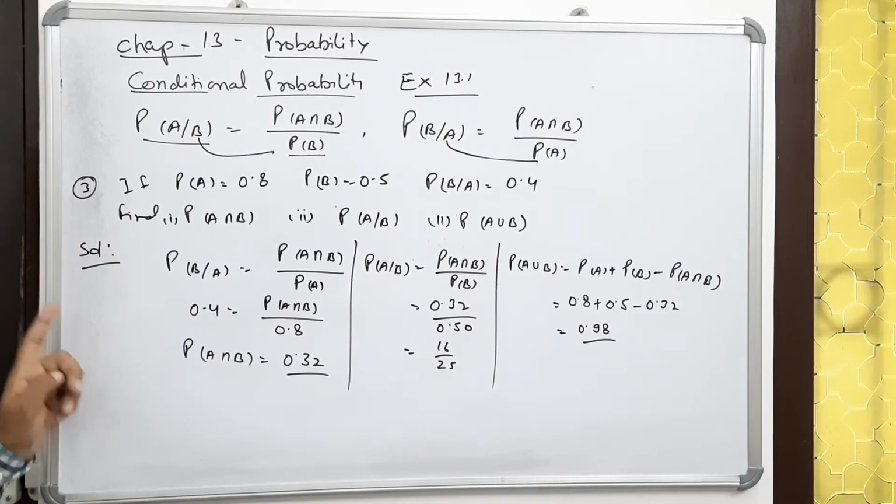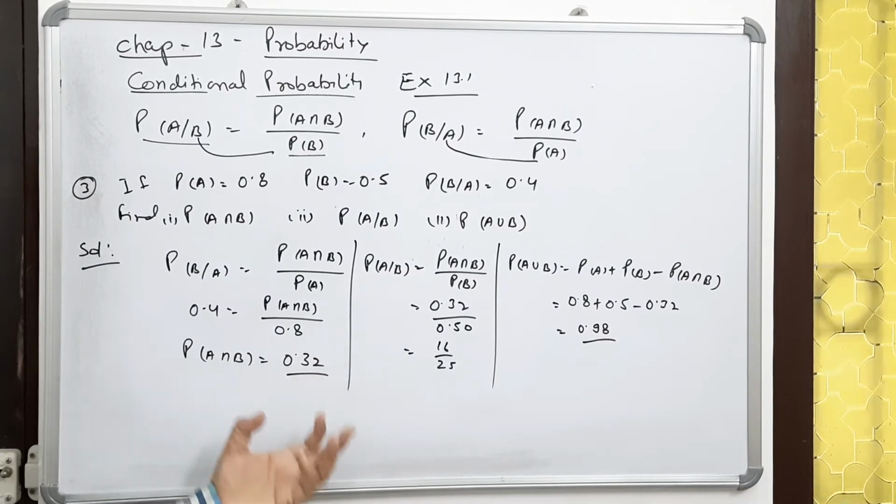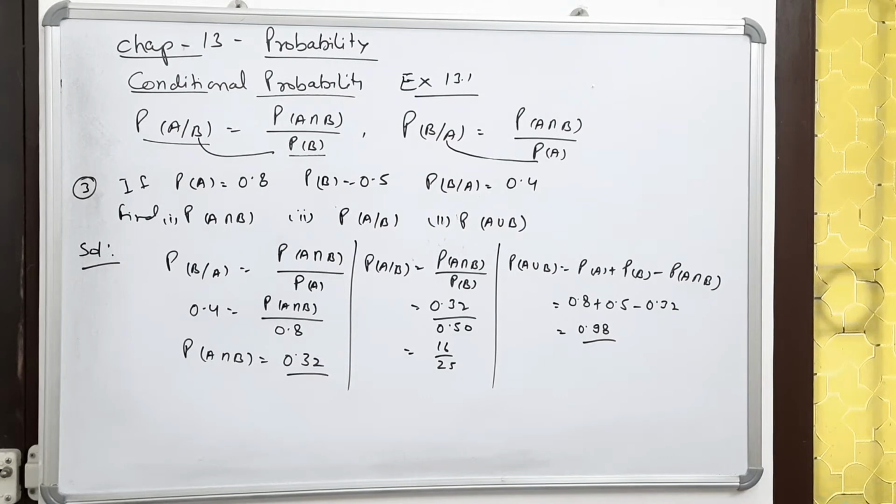This problem is very important from objective point of view. Any problem of 1 mark, 2 marks, a sum can be created from this particular part. So please revise these types of sums very nicely. I am taking the next problem.